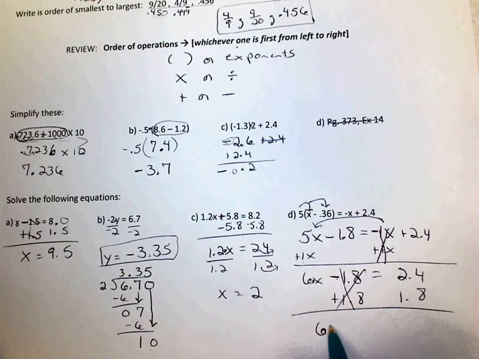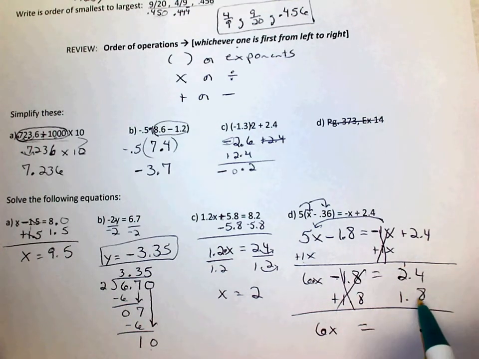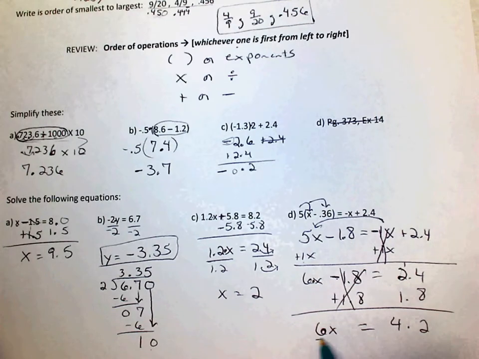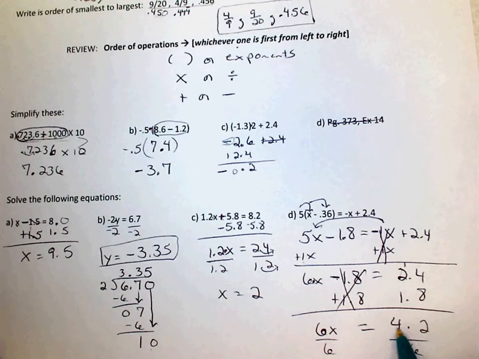That's 12 carry 1. 4.2. Okay. Then we divide by 6. Divide by 6. And remember, well, go ahead and use a calculator. So 4.2 divided by 6 leaves us 0.7.